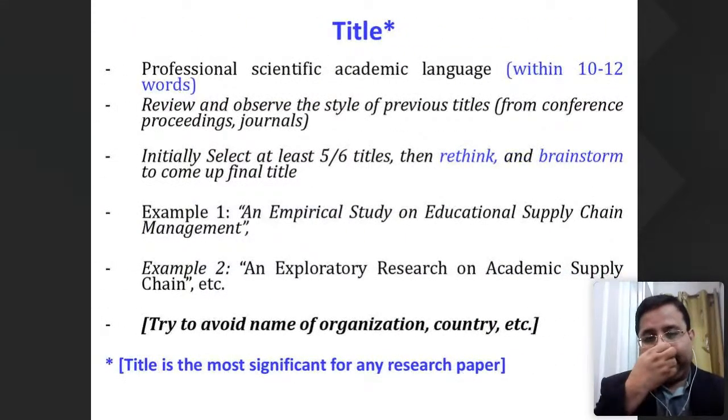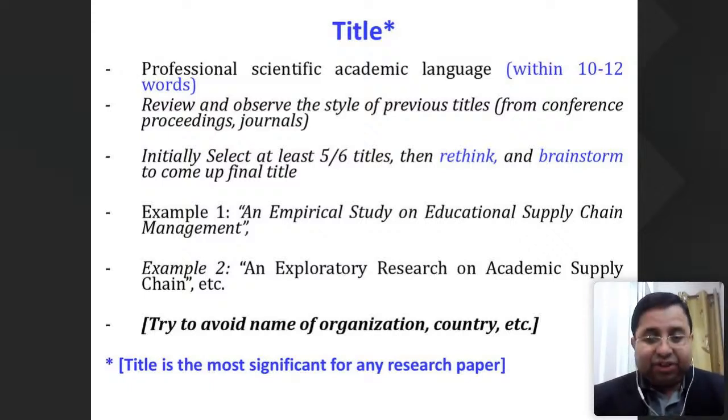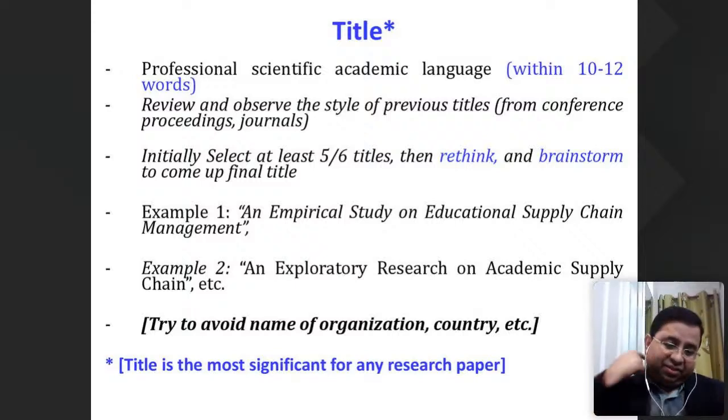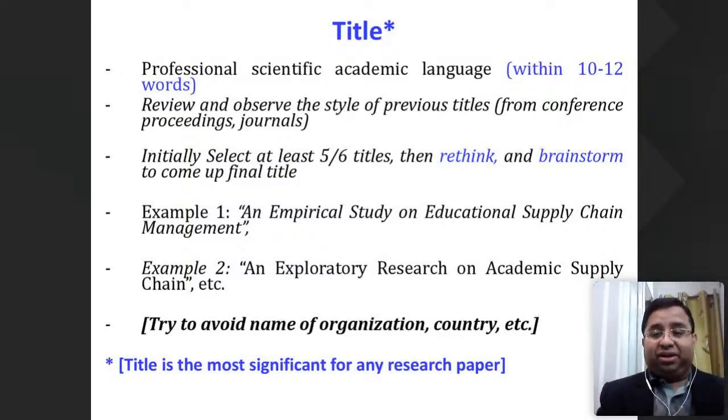First of all, the title. I always mention that when you go for a conference, the best option is to use professional scientific academic language in the title. The title of the conference paper should be in professional scientific academic language, and definitely within 10 to 12 words. It is not like too many words. Nowadays we notice that in a few conferences the titles are 20 words, 24 words. It's too much. The title should be in very professional, scientific, academic language.